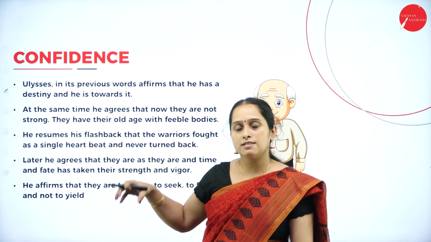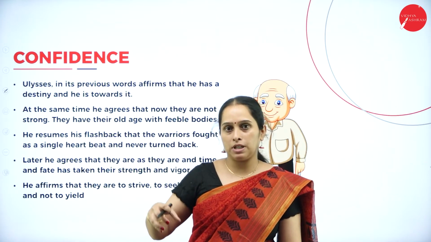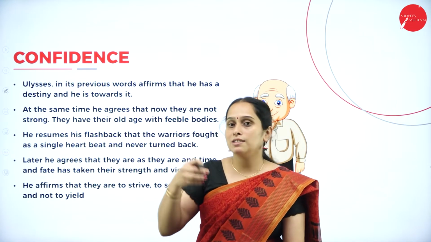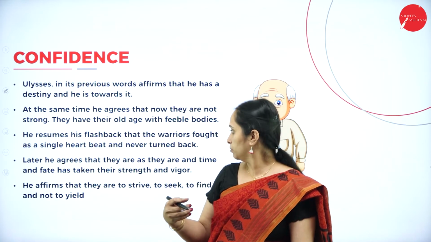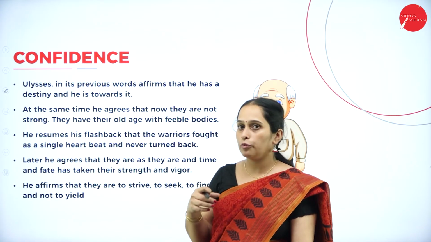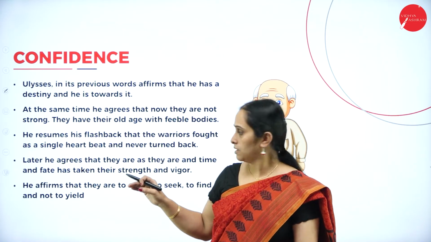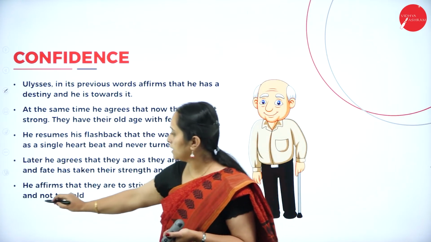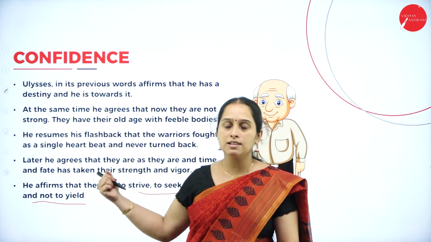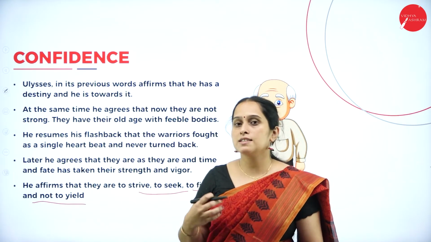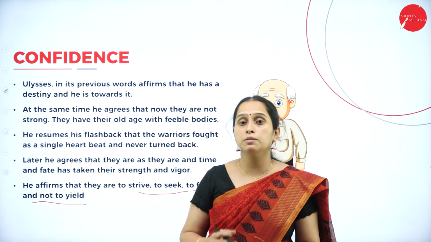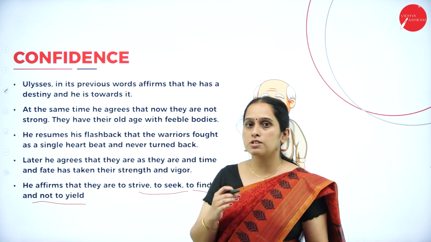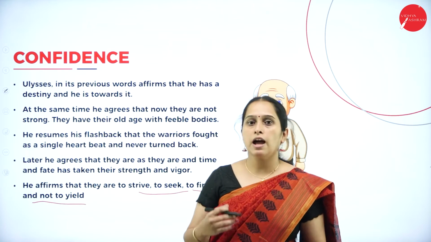Here he says that they are the same people, the same persons as before. They have the attitude of a young man. But time and fate have changed them, have taken their strength and vigor. He affirms that they are to strive, to seek, to find, and not to yield. In this last line of the poem, Ulysses and his friends say they will never give up. They are to strive, to seek, to find, and not to yield.